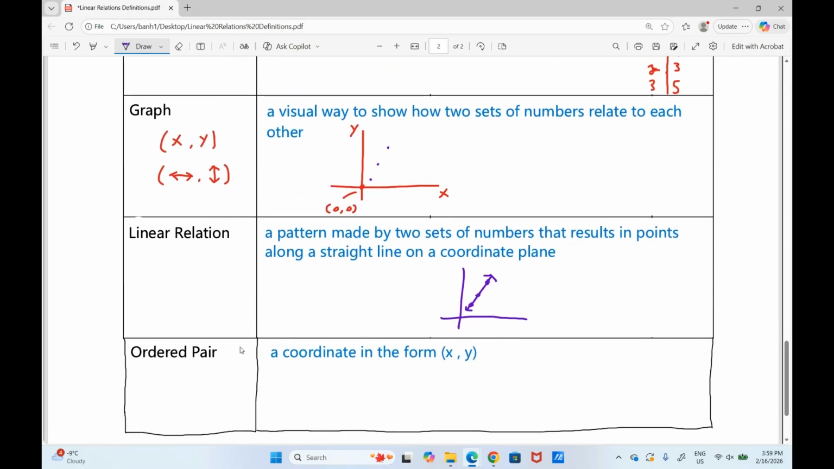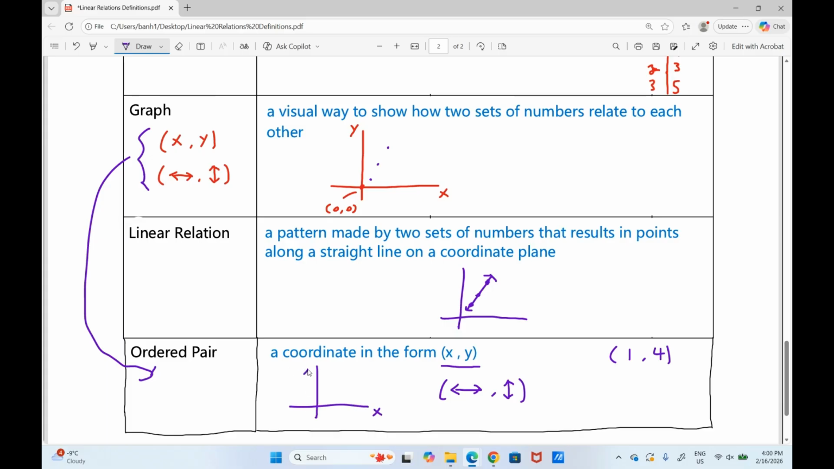Now the last one is ordered pair. I kind of talked about it briefly over here. But an ordered pair is in the form of X comma Y. And again, X is horizontal, meaning we go left to right, and Y is vertical, so we go up and down. So when we plot something, let's say I had the point 1, 4, and I have a grid here. X is horizontal, Y is vertical. This is my origin of 0, 0.